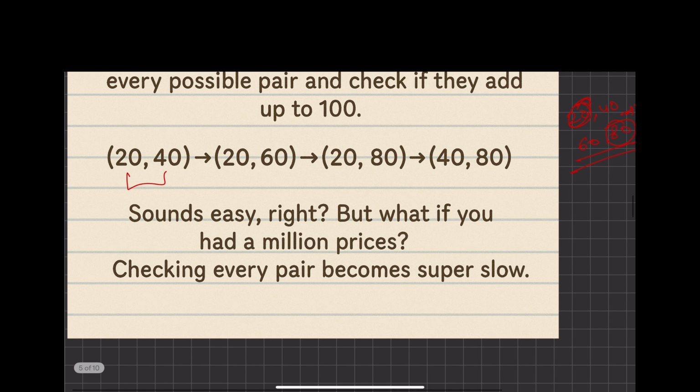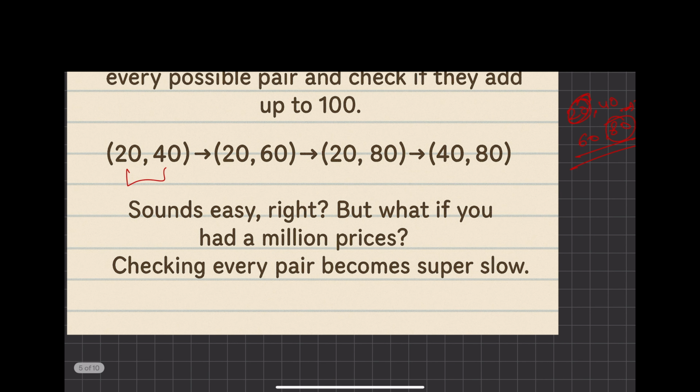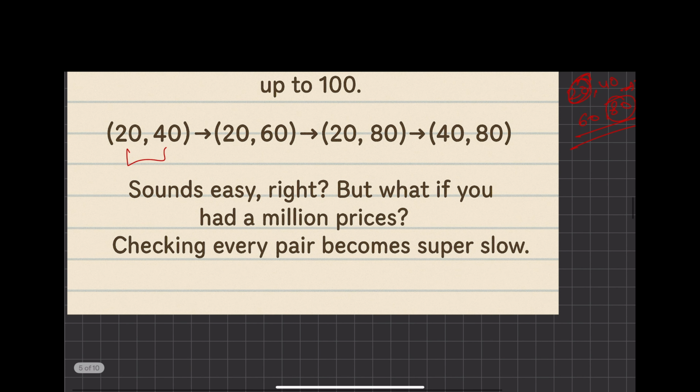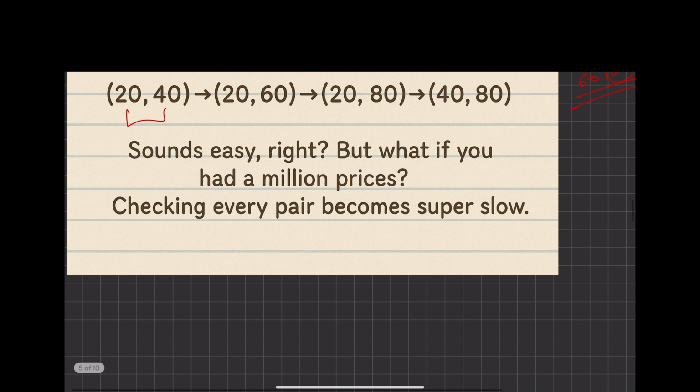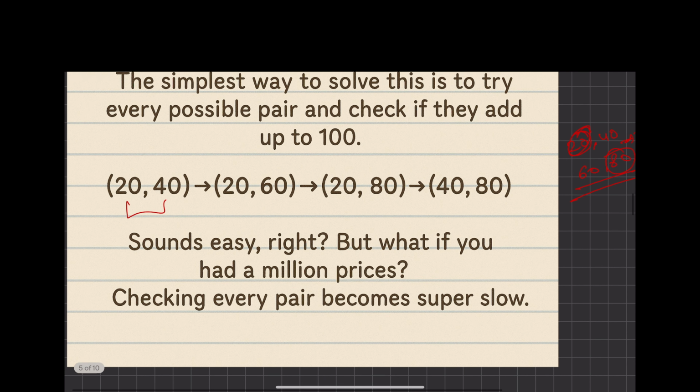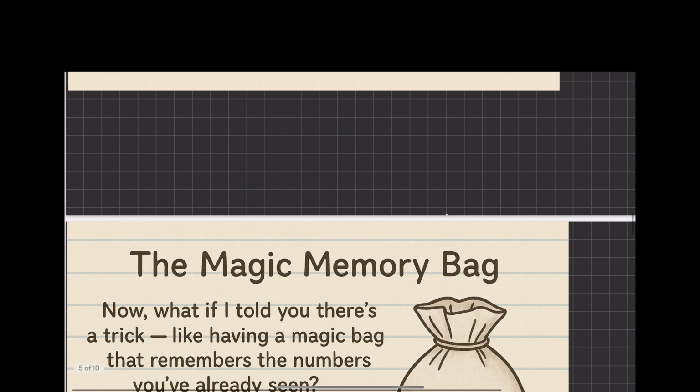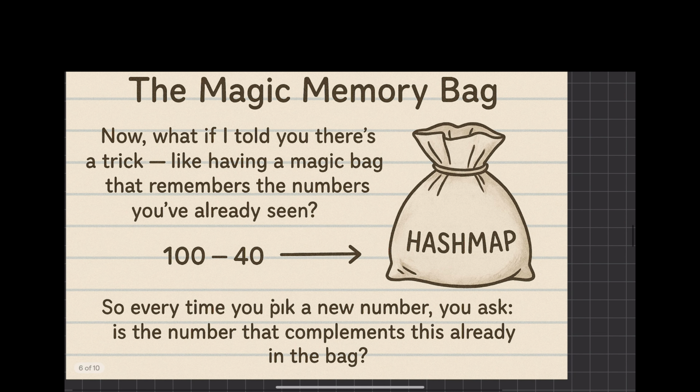But it sounds this easy. What if you have millions of prices? The number of items in the shop is huge. Then at that time, checking every pair becomes super slow. So this is not a good idea. Now let's think in terms of a magic bag.